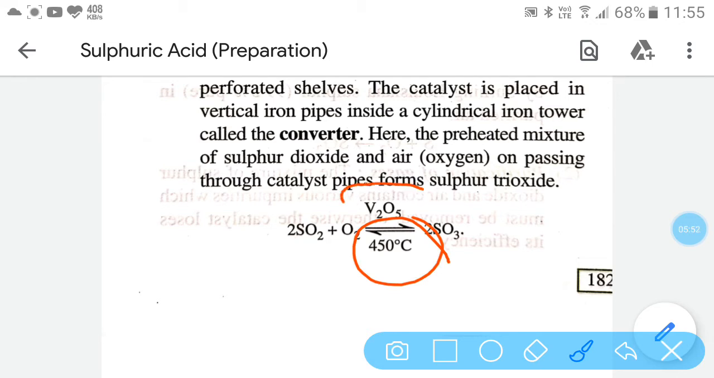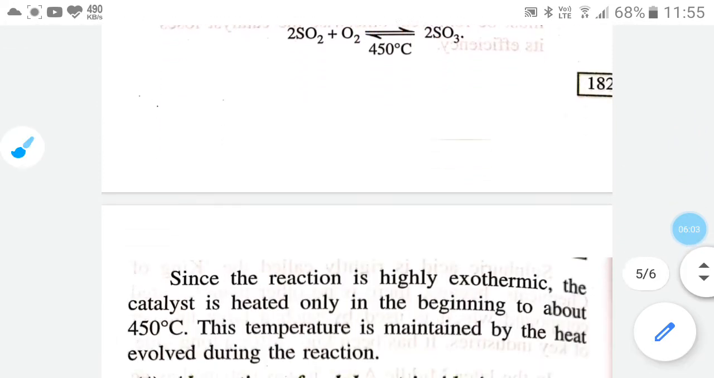Okay, we use vanadium pentoxide as a catalyst. We can also use platinum as a catalyst. It has better efficiency, but it is costly. So for that reason we use vanadium pentoxide as a catalyst for this reaction.